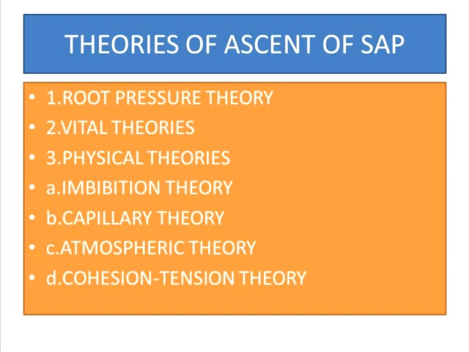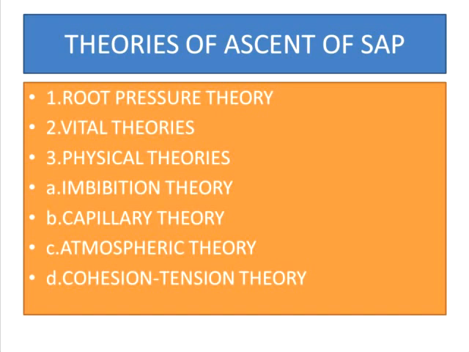All those theories which consider dead cells of xylem to be responsible for ascent of sap are grouped under physical theories. Some of the physical theories are imbibitional theory, capillary theory, atmospheric pressure theory, and the next one is the transpiration pull and cohesion of water theory.